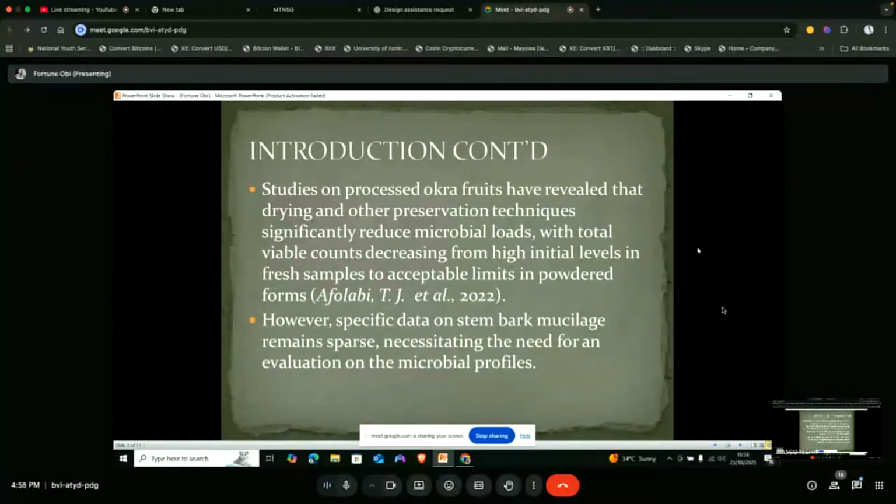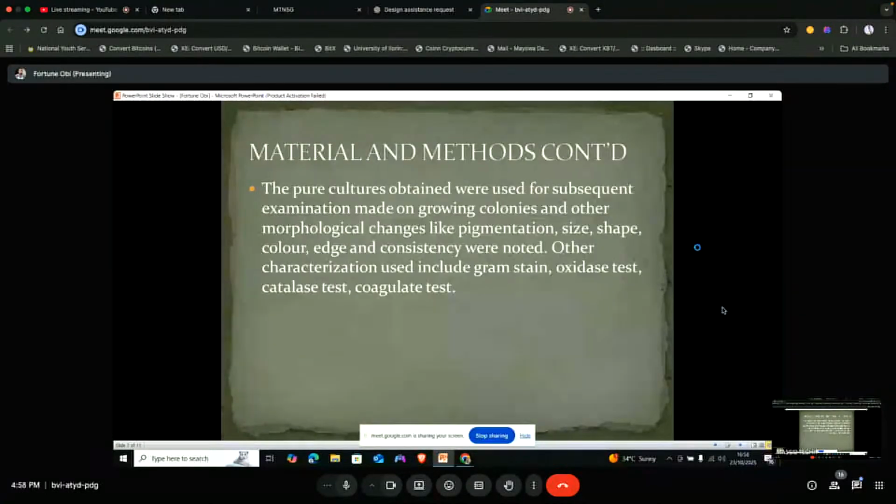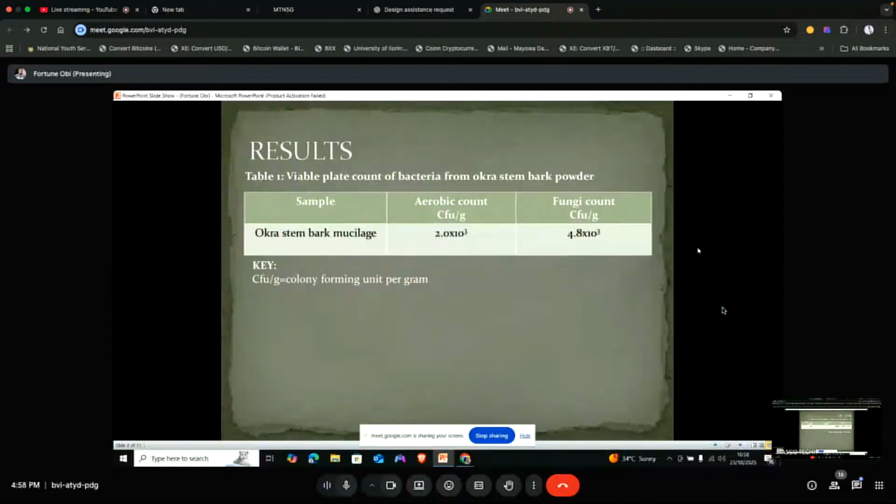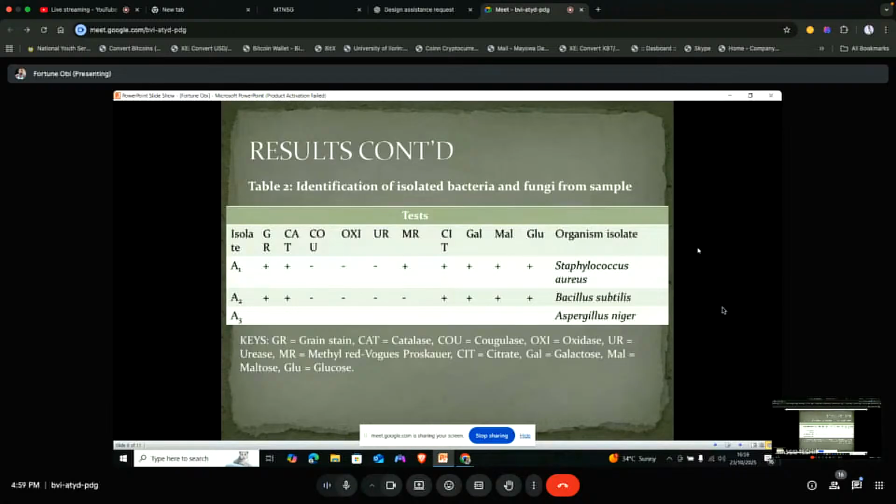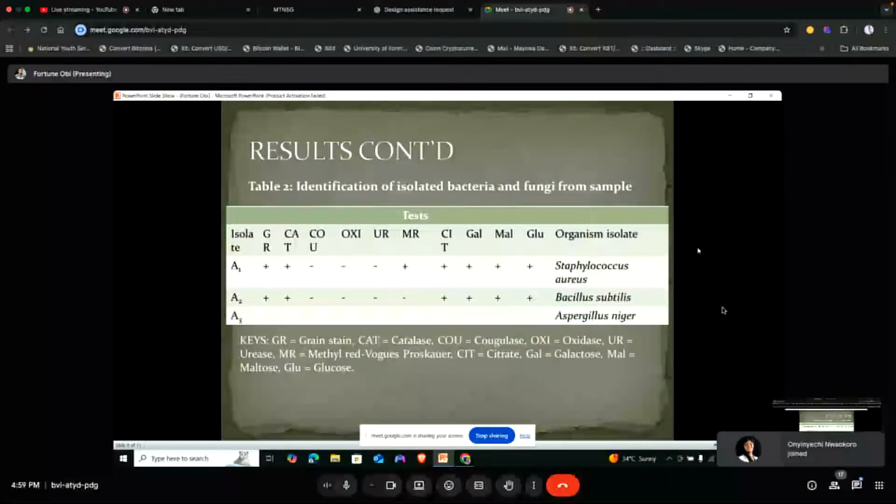That is one. Go back to your table of results, please. Yeah, the identification table, the other table. So the third isolate, A3, you said is Aspergillus niger, but there is no characterization done. The oxidase and all of that, no positive or negative. You only identified the organism.